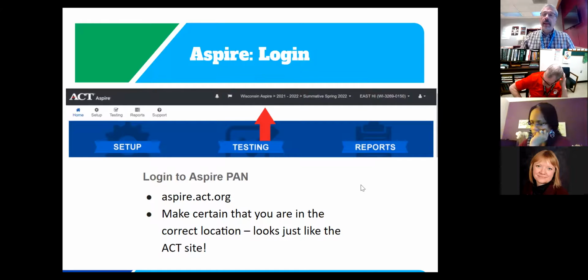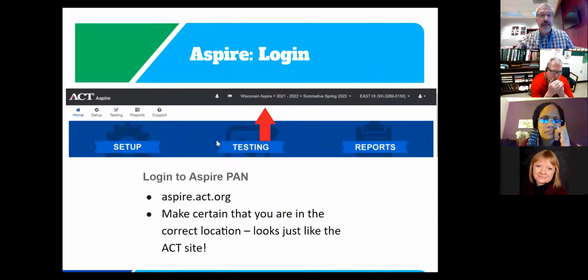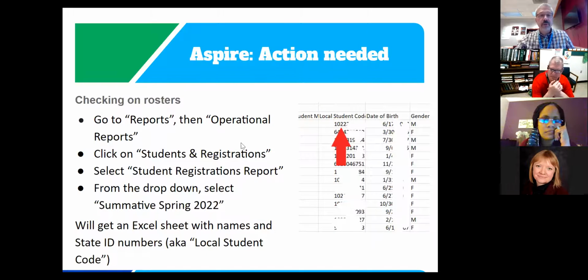So once you're in there, once you're able to log in, here are the steps. And again, I can make sure that you have this to get the list of students who are supposed to be, or who were uploaded, on February 11th. You go to the reports. So if I go back here, you'll see reports. And then this takes you through the steps: operational reports, students and registration report.